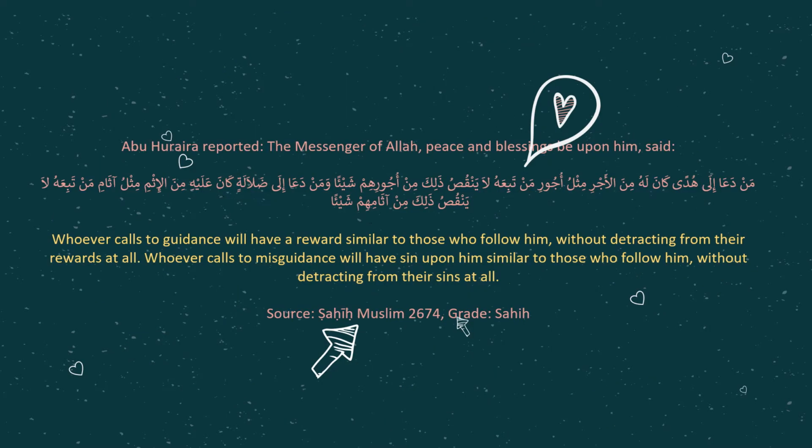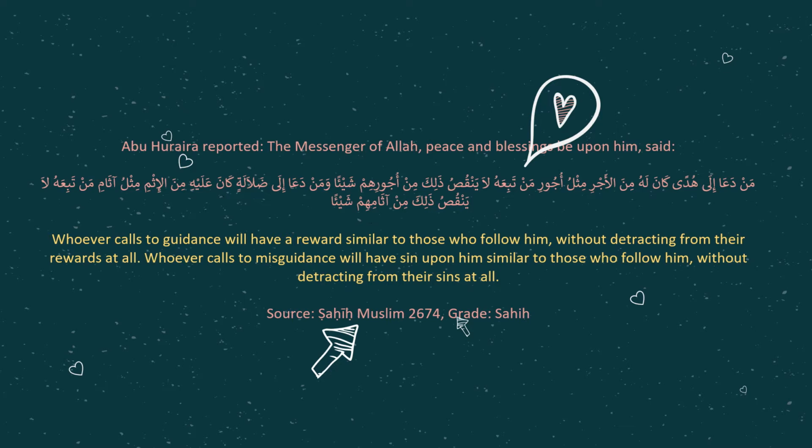Abu Hurairah reported, the Messenger of Allah sallallahu alaihi wasallam said, whoever calls to guidance will have a reward similar to those who follow him, without detracting from their rewards at all. Whoever calls to misguidance will have sin upon him similar to those who follow him, without detracting from their sins at all. Source Sahih Muslim.